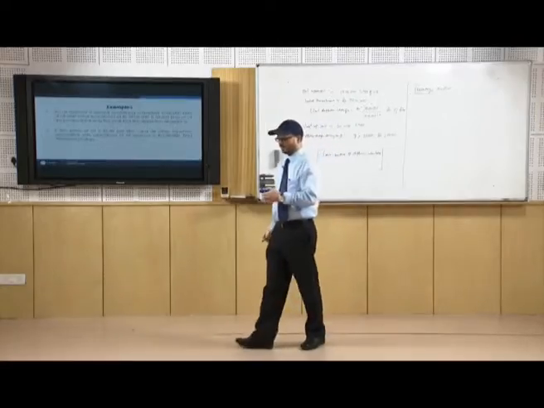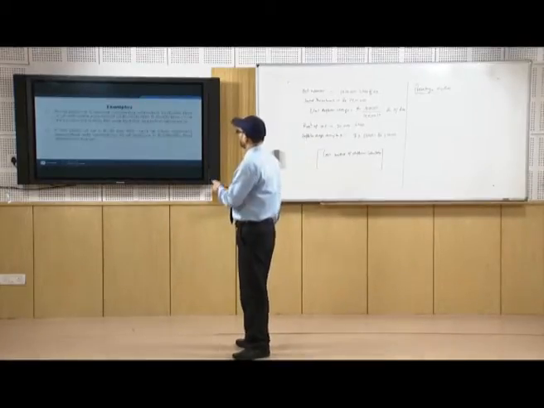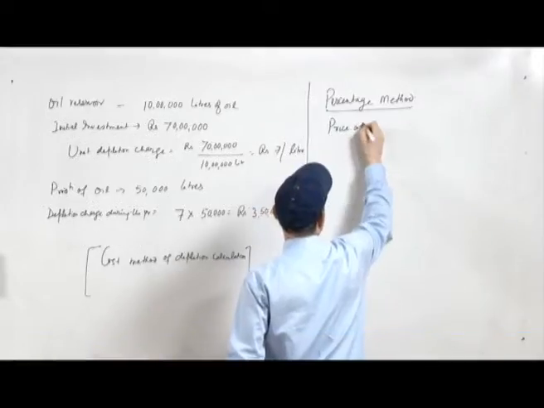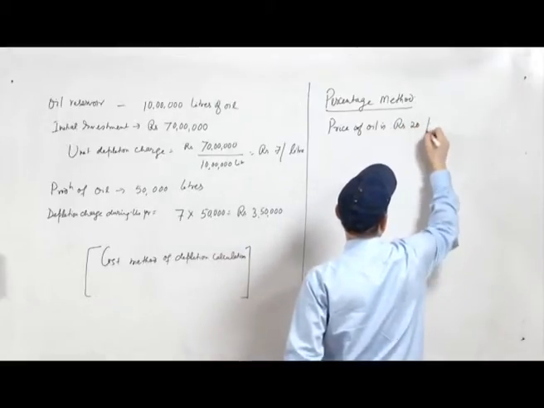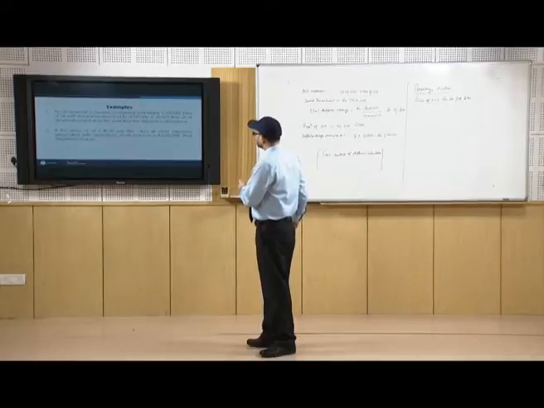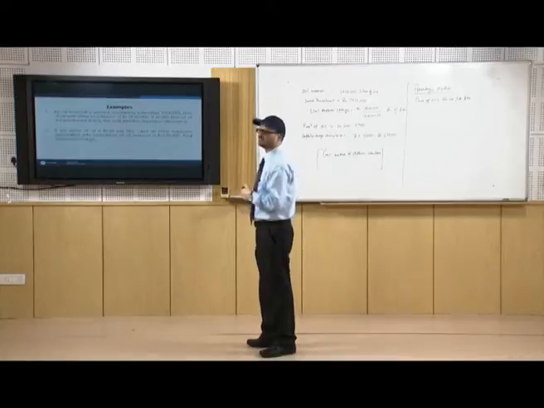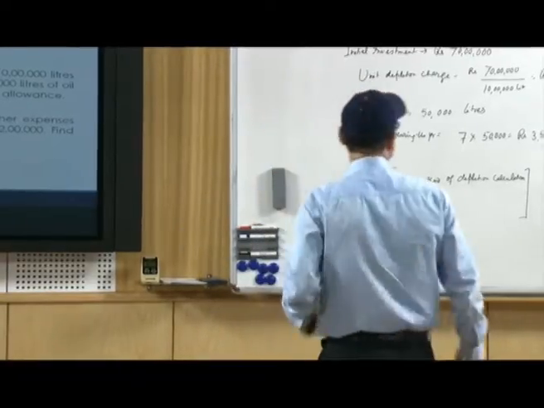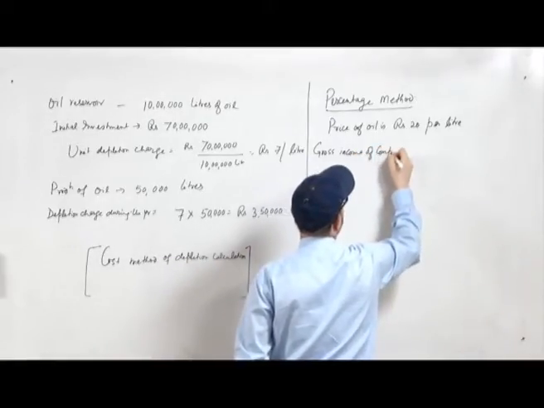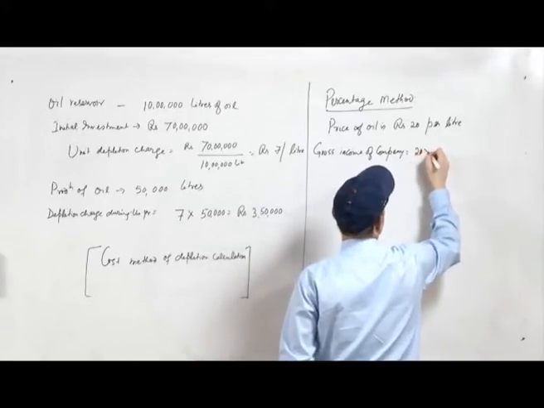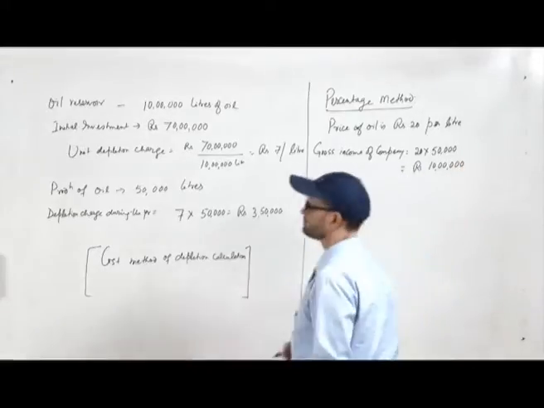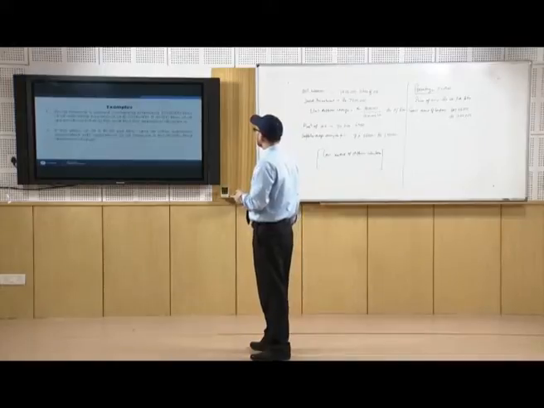Now, this is the oil reservoir. What we see is that the price of oil is given as rupees 20 per liter. So, the company has produced and sold 50,000 liters of oil at rupees 20 per liter, and it is the income of the company. So, that is the gross income of the company, which will be 20 times 50,000, that is rupees 10 lakhs. Now, this is the gross income of the company.